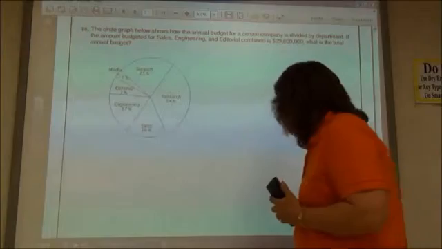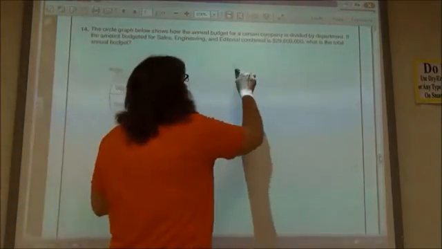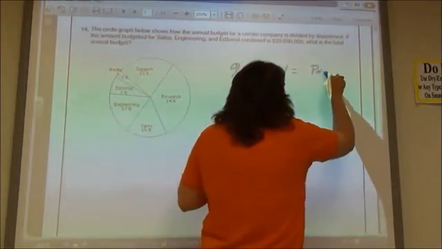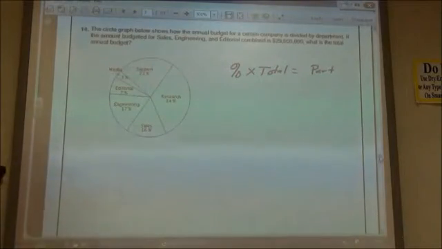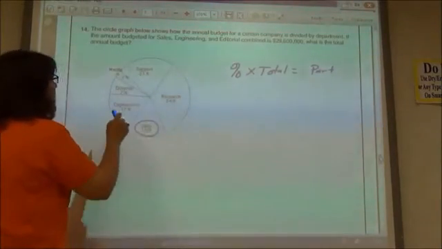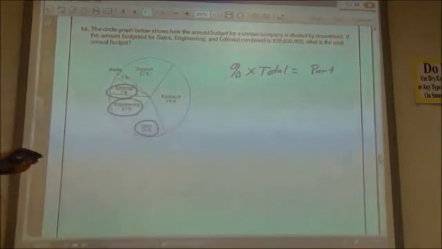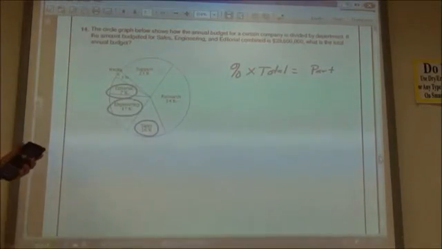Number 14 says the circle graph shows the annual budget divided by the department. If the budgeted amount for sales, engineering, and editorial combined is $29 million, what is the total budget again? So the percent times the total equals my part. So even though that seems like a really big number, that's only part of that whole pie chart. We did sales, 16%, engineering, 17%, and editorial, 7%. So 16 plus 17 plus 7 means we have 40%.